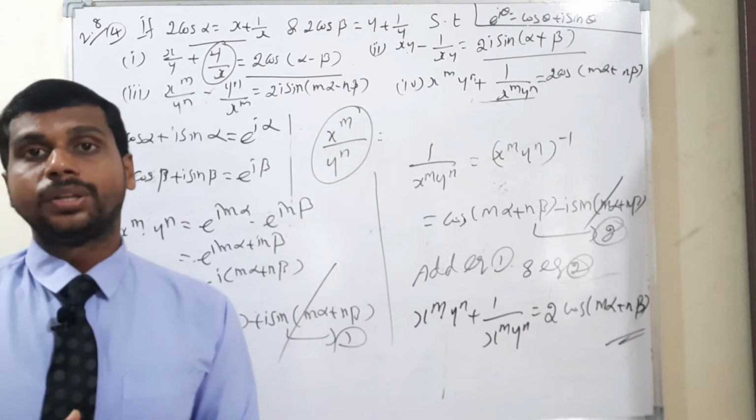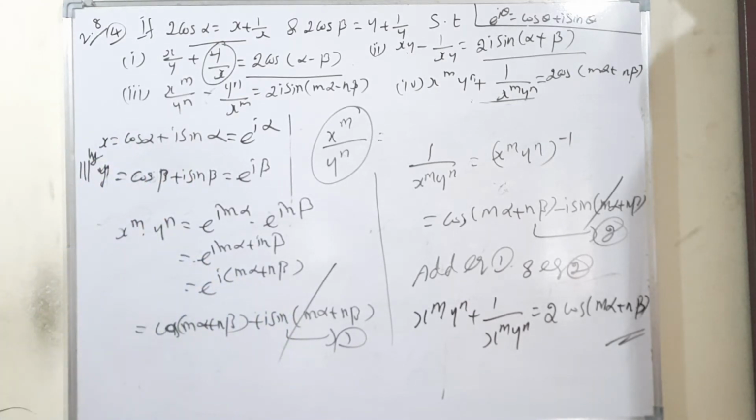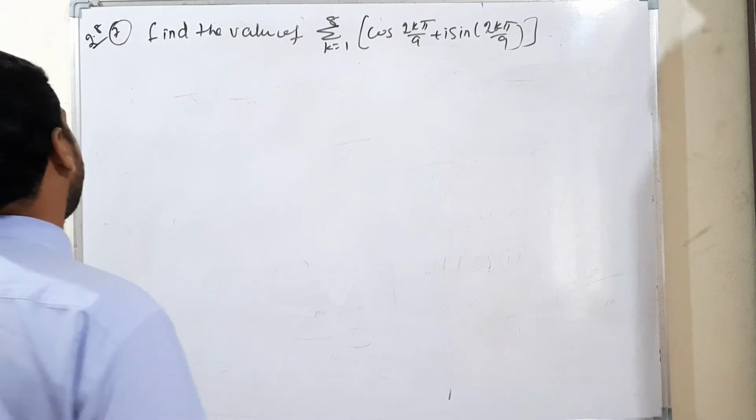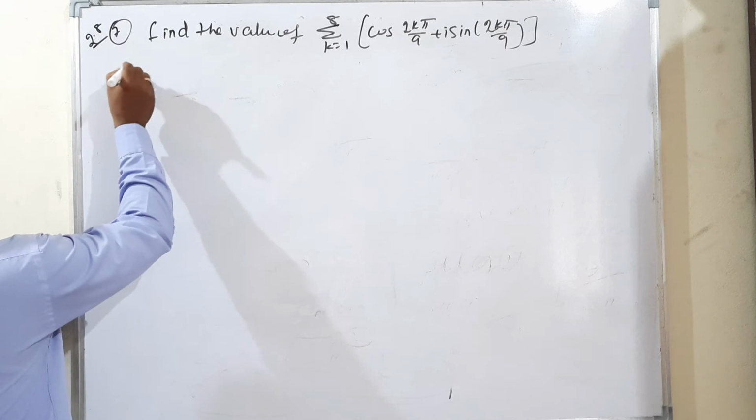Okay, so I will continue the next exercise from 2.8. Continuation of exercise 2.8, question number 7. Find the value of the given question.